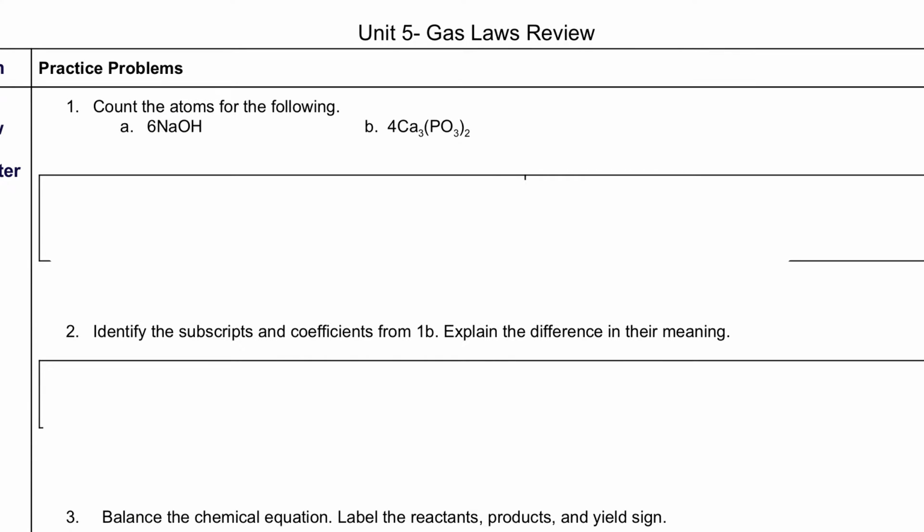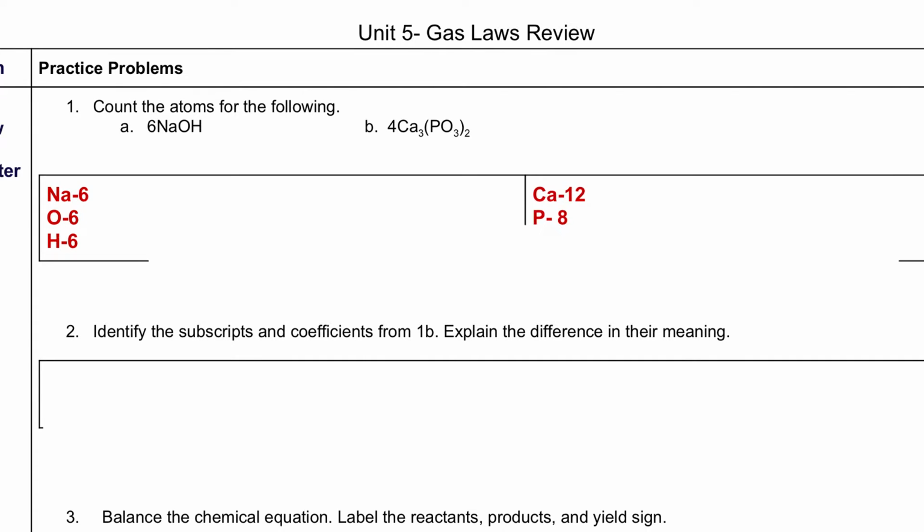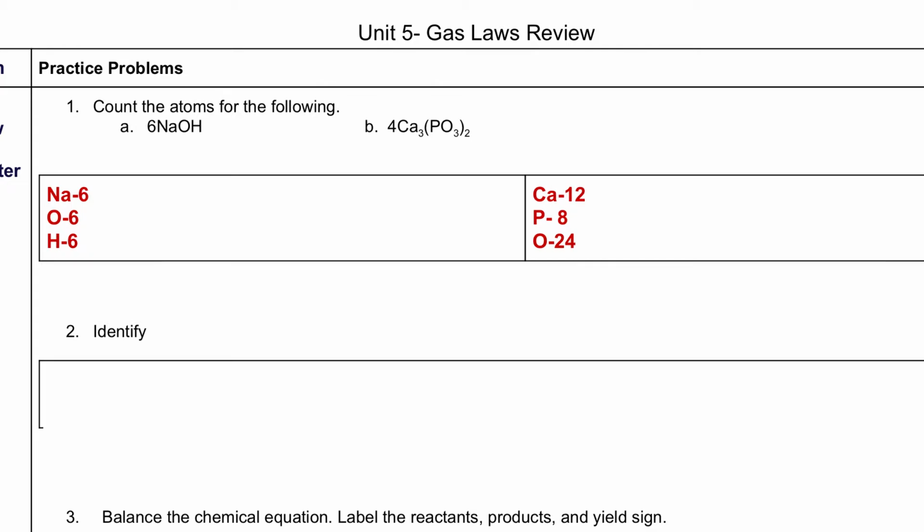So the first problem was count the number of atoms for the following molecules. The first one has 6 sodiums, 6 oxygens, and 6 hydrogens. The part B is there's 12 calciums because you do 4 times 3, which is 12. For phosphorus, there's 2 times 1, which is 2, times another 4 is 8. For oxygen, it's 2 times 3, which is 6, times the 4 on the outside, 24.